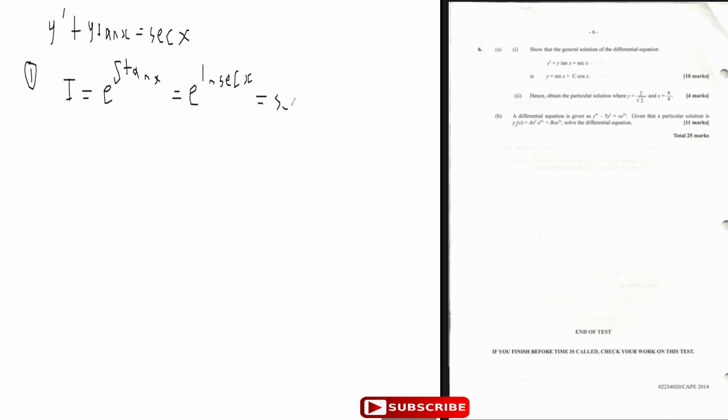Now, when you get sec x, you're not done yet, so what you have to remember is that when you get sec x, you're not finished. The second step is you're going to write that the general solution is y times the integrating factor I is equal to the integral of sec x times the integrating factor. So it's equal to sec x times your integrating factor of sec x.